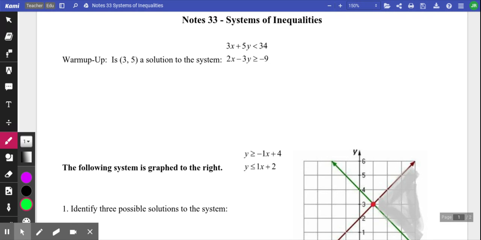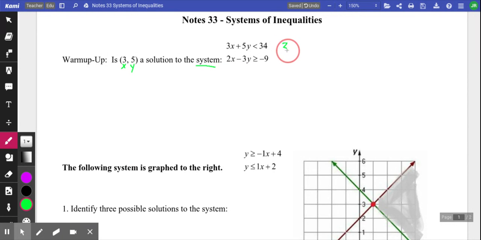Last time we figured out if an ordered pair was a solution to one inequality. Remember, if it's going to be a solution to the system, that means it needs to be true for not just one, but for both of our inequalities. So is (3, 5) a solution to the system? What we would need to do is take our x and our y value and plug them in to both of our inequalities.